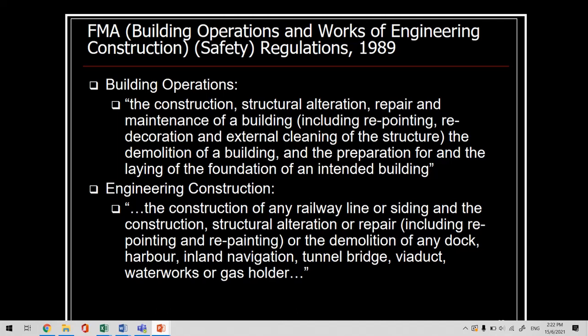So kat sini dia ada dua explanation dari sudut building operation dan satu lagi dari sudut engineering construction. So dia punya explanation adalah berbeza if we compare to each other.